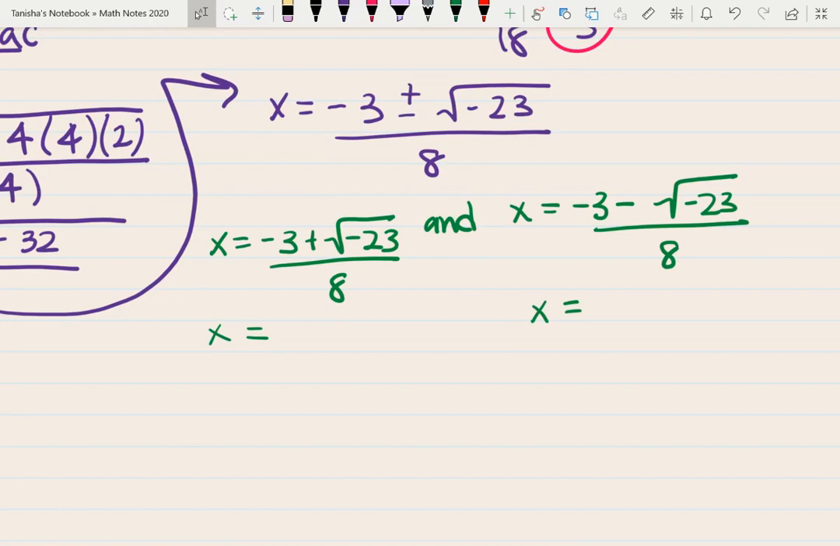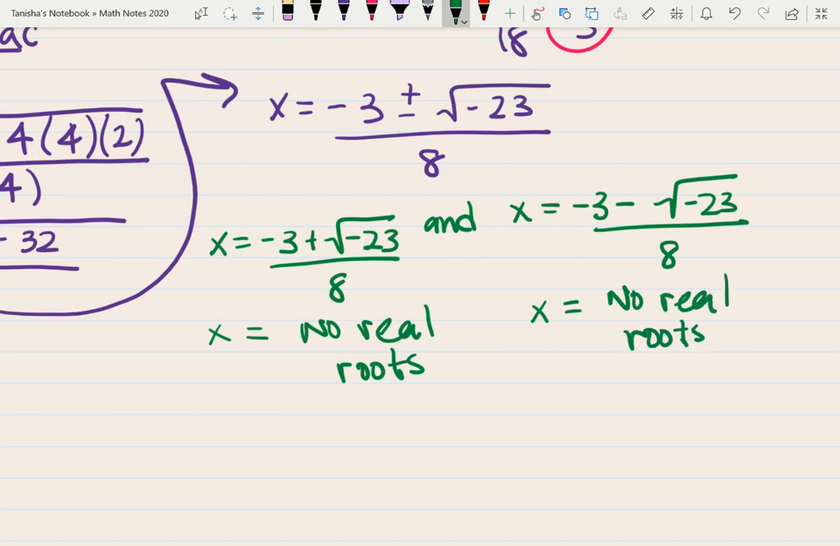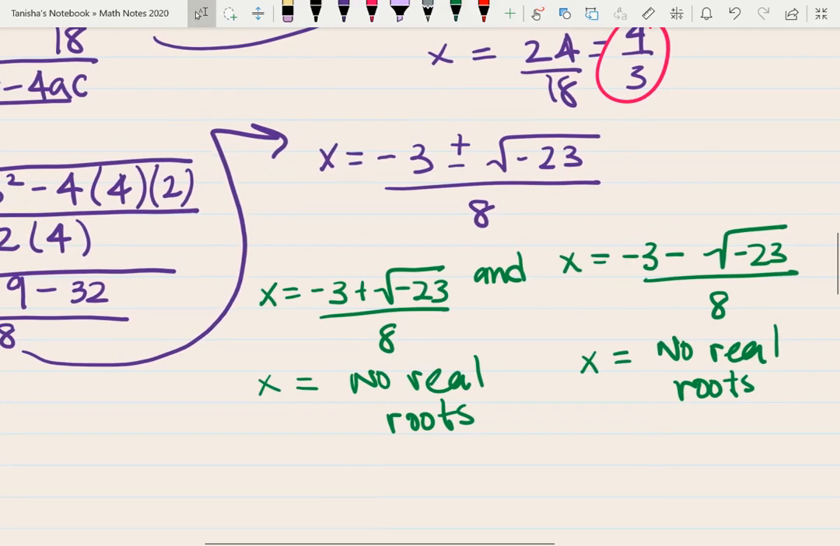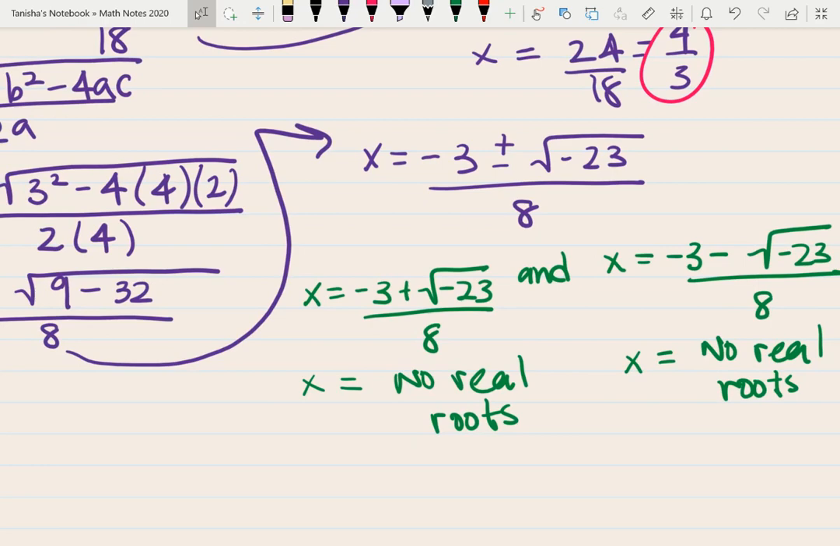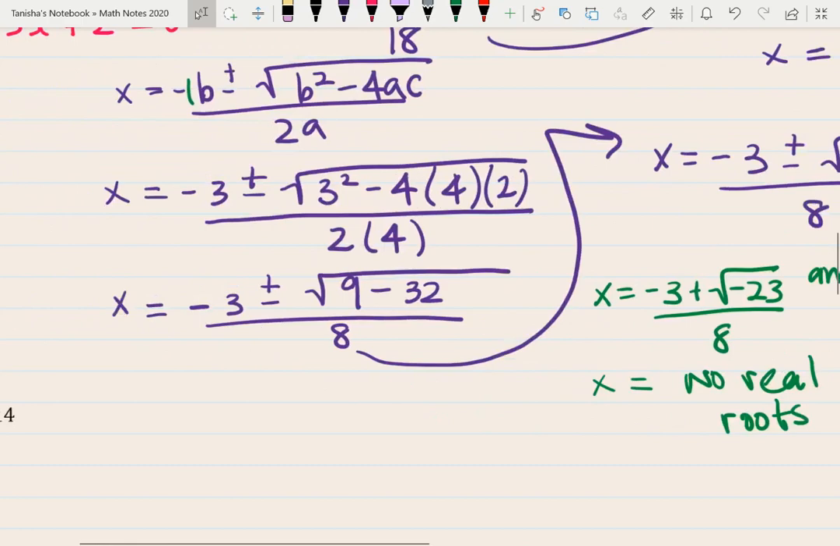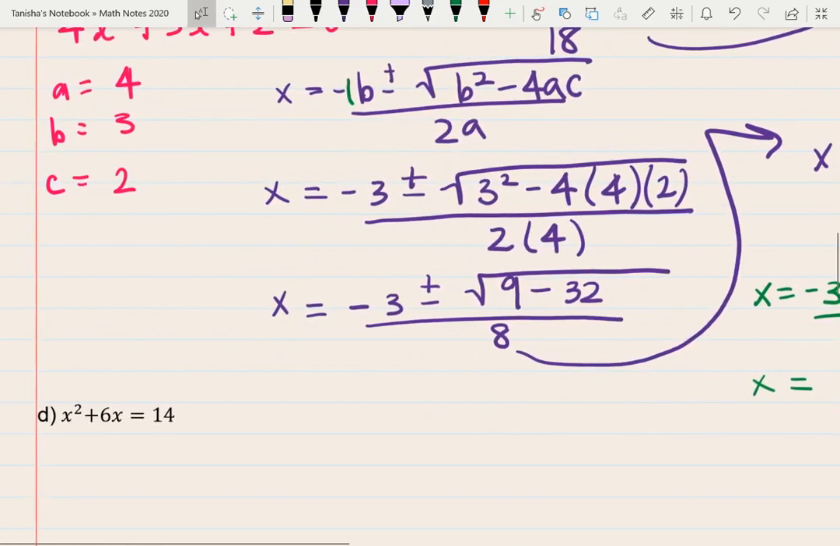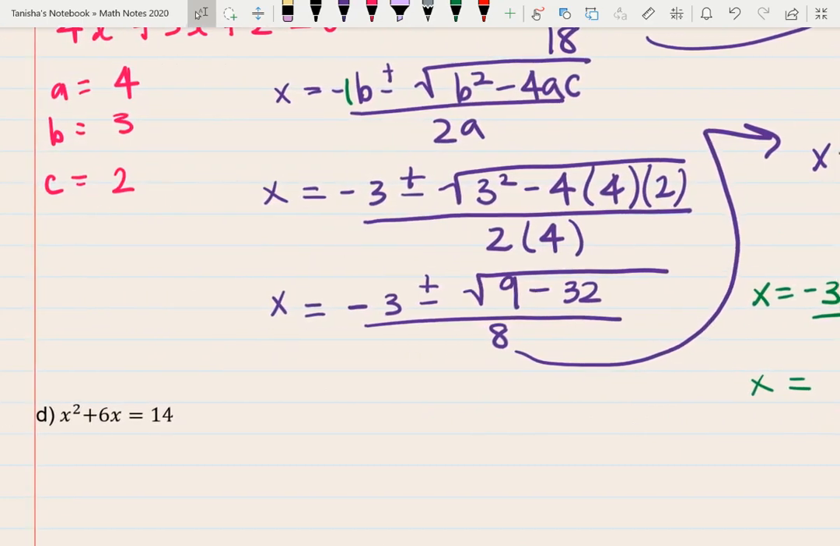Okay, so we would say no real roots. Because we can't evaluate this with the knowledge that we have of real numbers. This is going to take us into complex numbers. So whenever you get a problem that simplifies in the quadratic formula with a negative underneath your square root, we just say no real roots. And we said that that was also a case. No solutions is also a case.